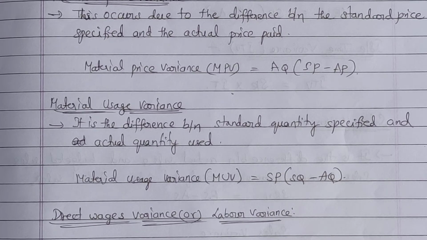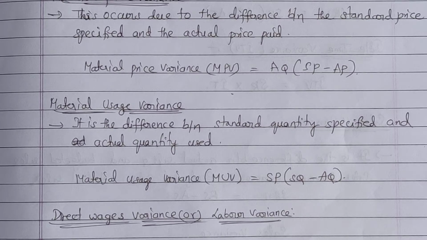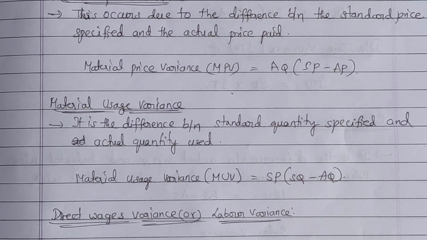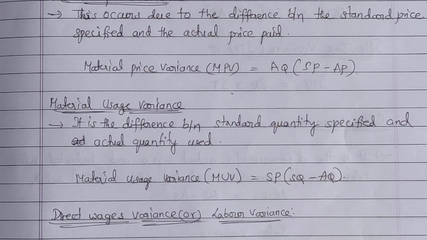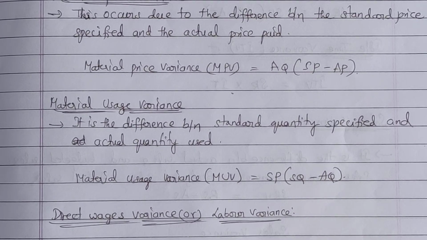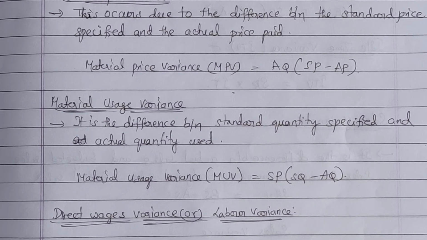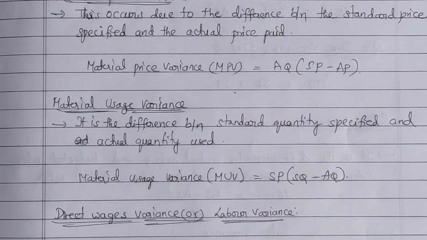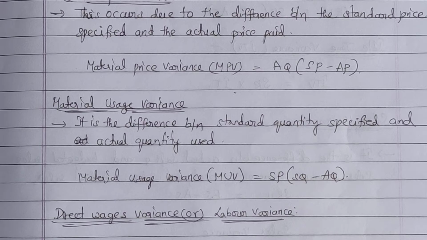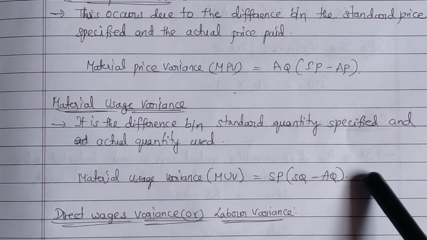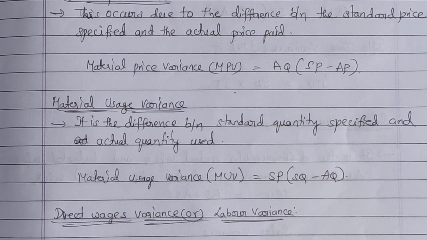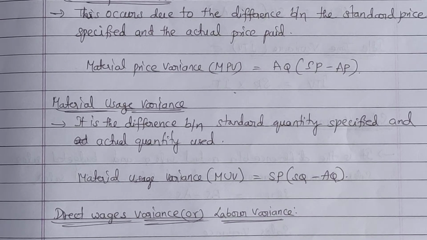This variance may arise because of the following reasons: careless handling of raw materials, wastage, spoilage, theft, changes in product design, defective tools and equipment, change in product mix, etc. So these are all the reasons for the material usage variance. This can also be done using this formula. Next, we have a problem to solve. How are we going to identify this?